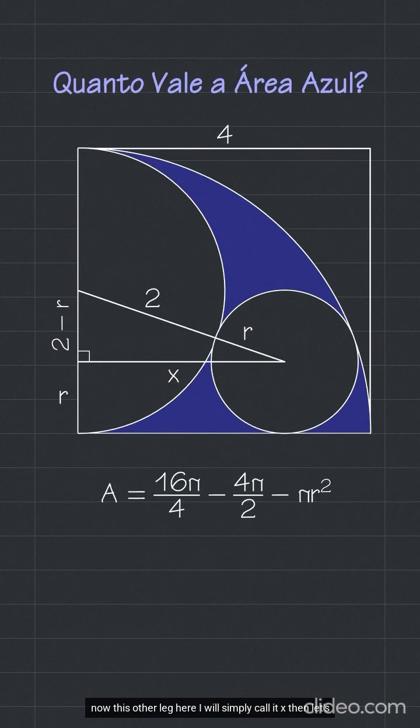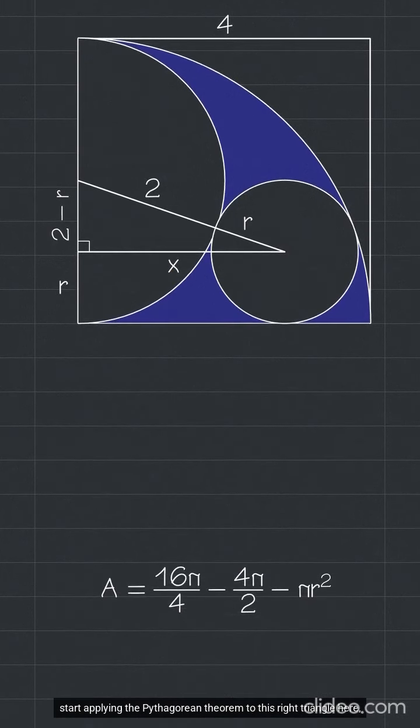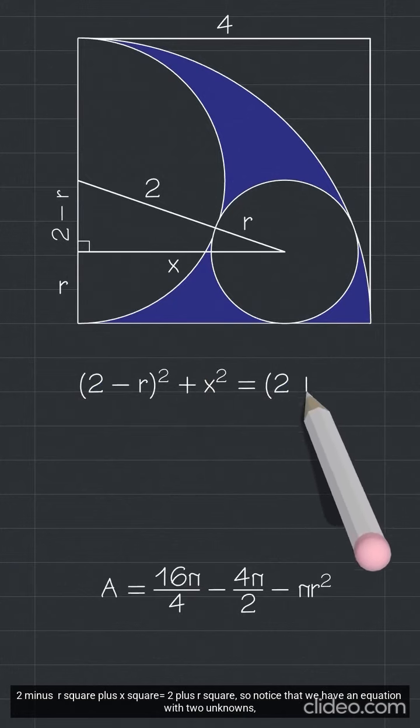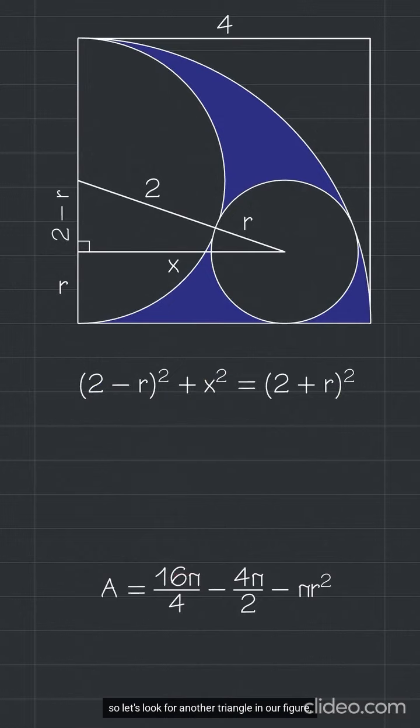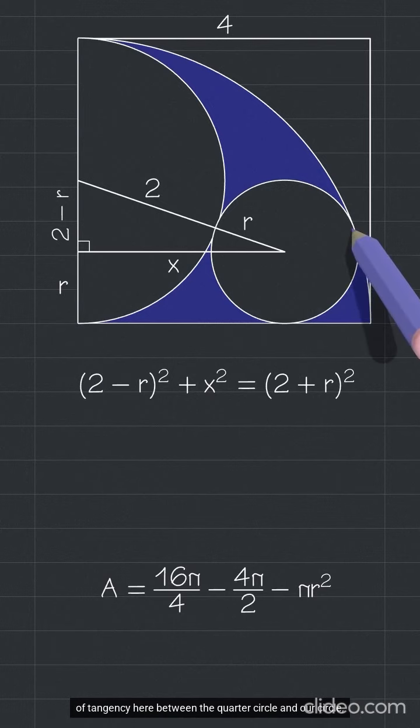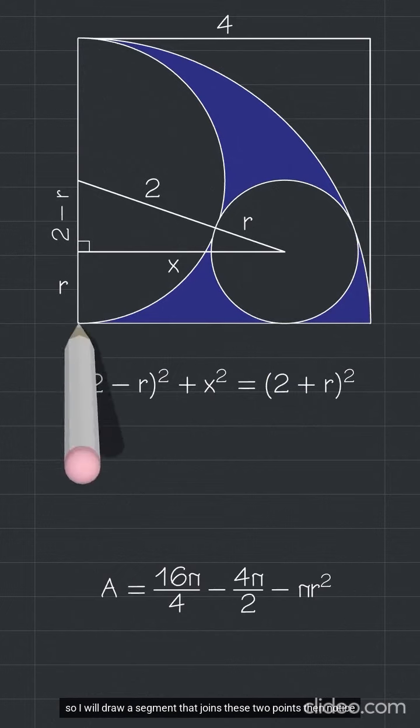Then let's start applying the Pythagorean theorem to this right triangle here. Then you will have (2 minus r) squared plus x squared equals (2 plus r) squared. So notice that we have an equation with two unknowns. So let's look for another triangle in our figure. Let's now consider the center of the quarter circle and this point of tangency between the quarter circle and our circle. So I will draw a segment that joins these two points.